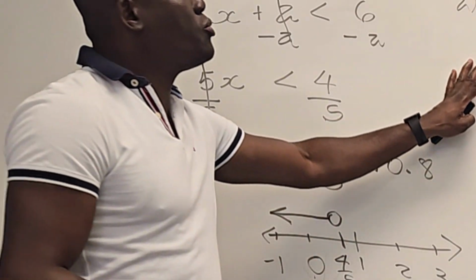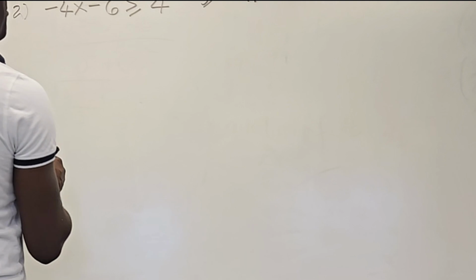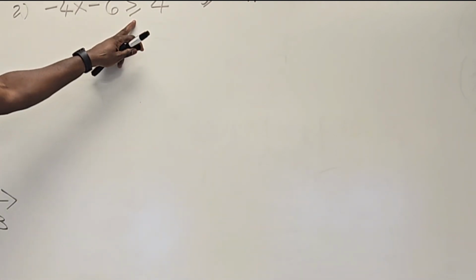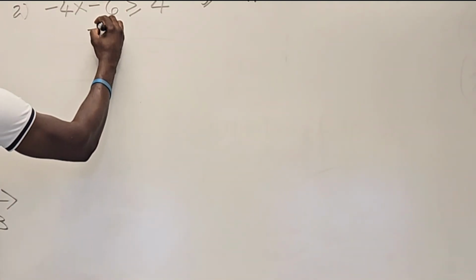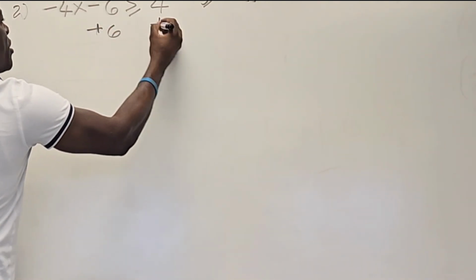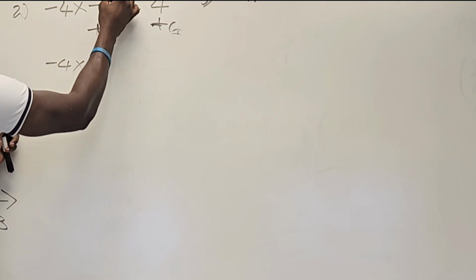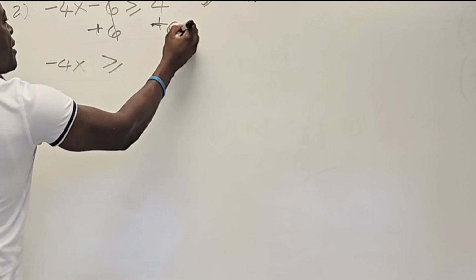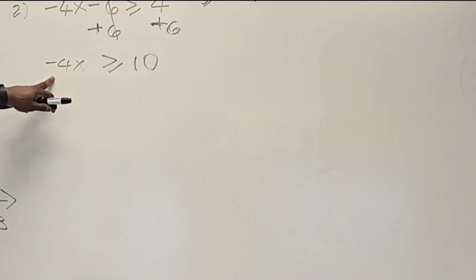Let's take a look at number 2. Now for number 2, what we have is negative 4x minus 6 is greater than or equal to 4. So let us add 6 to both sides here. So we're actually looking at negative 4x, this becomes 0, is greater than or equal to 6 plus 4, that's 10. We're going to divide both sides by negative 4.